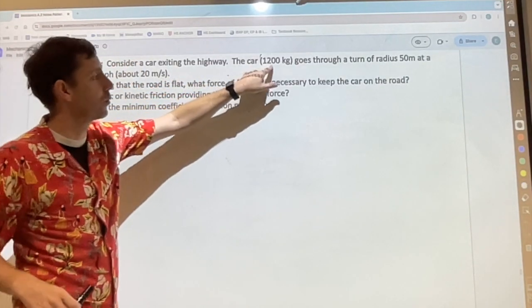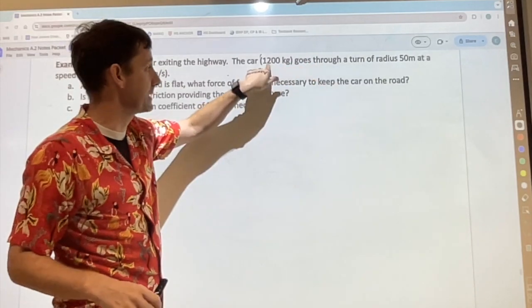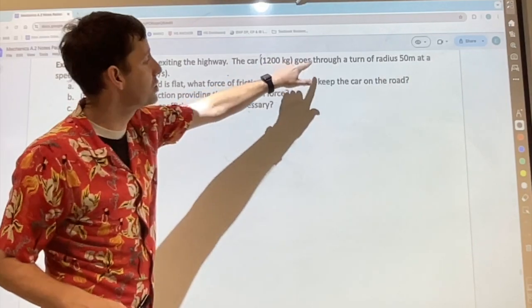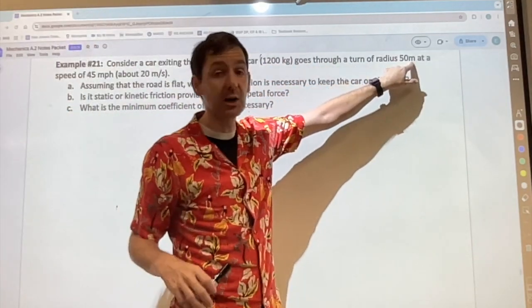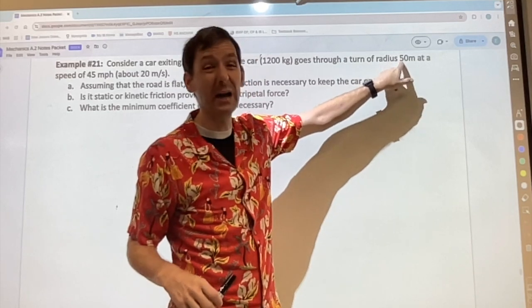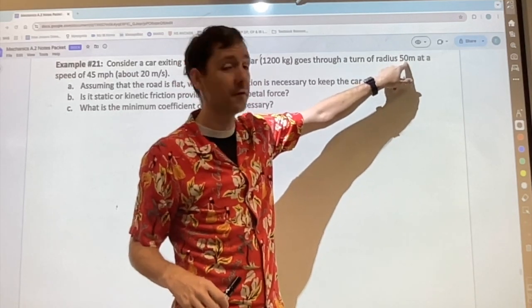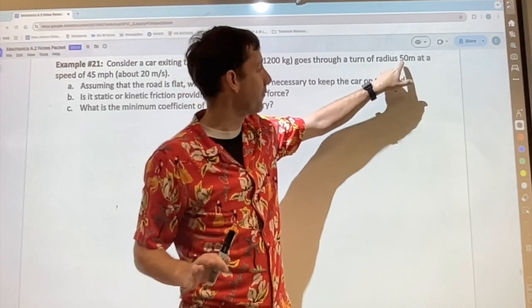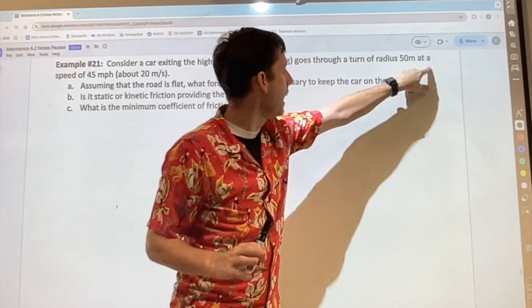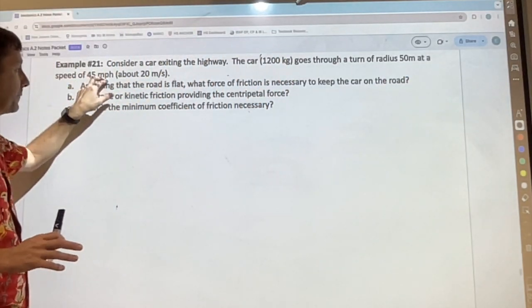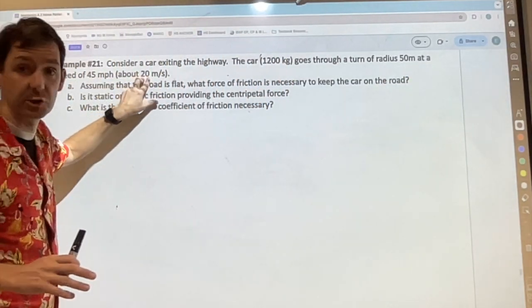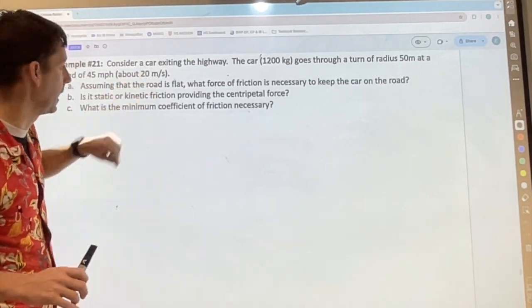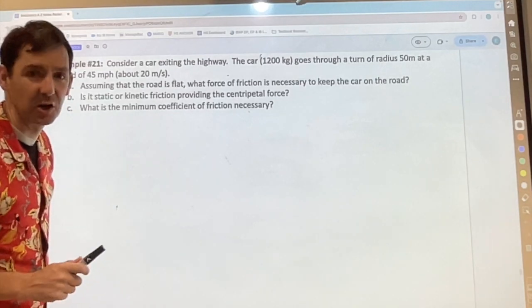The car, 1,200 kilograms, and now this is 2 significant figures. We don't know if that was rounded or not, so 2 significant figures. It goes through a turn of radius 50 meters. Now this is only 1 significant figure, right? We don't know if that 50 meters is actually 50, or if it's 51 meters and it's been rounded. We don't know. So that's really only 1 significant figure, at a speed of 45 miles per hour. And that's already been turned into meters per second for us. Again, 1 significant figure. Okay, so as we write our answers later, we are going to try to put them in 1 significant figure.